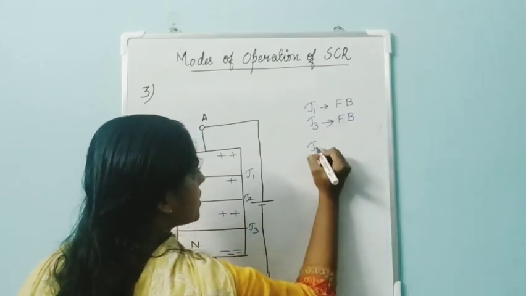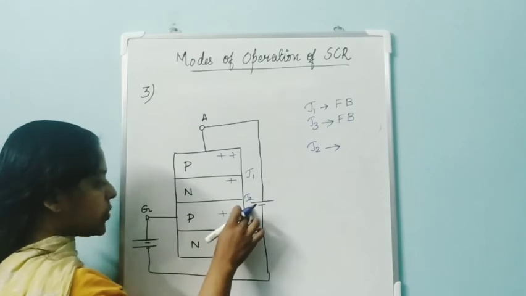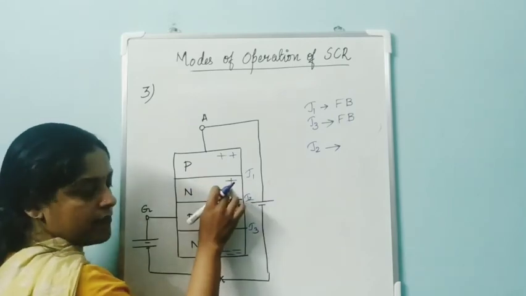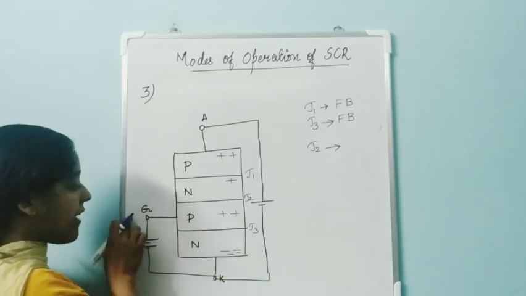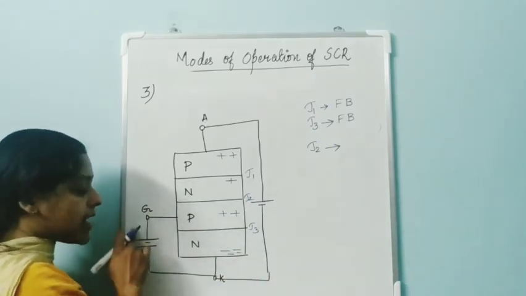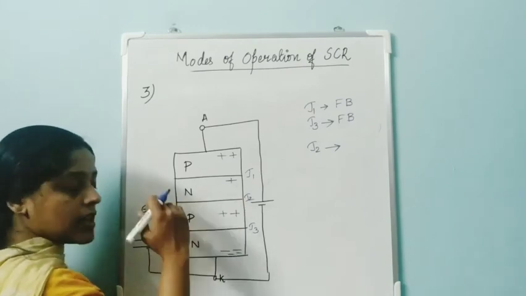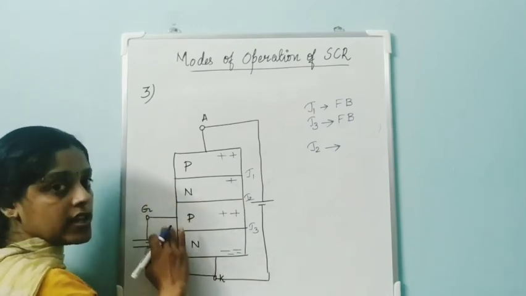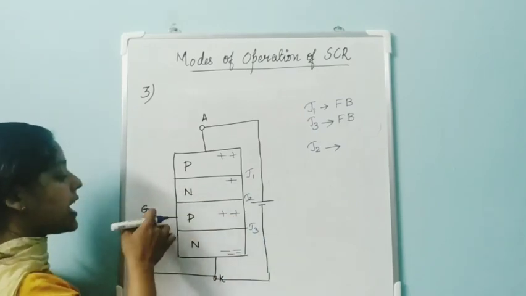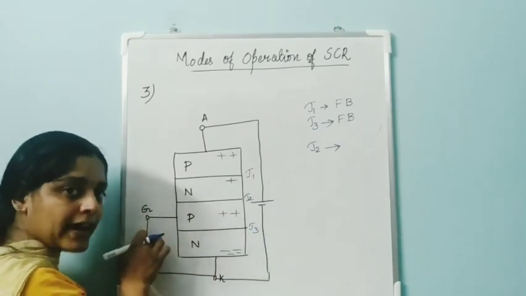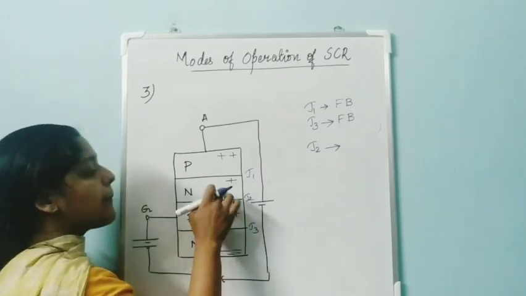And our crucial junction J2. What about this junction J2? Junction J2 here, and this is more positive. Why? I have connected a gate which is connected to the positive terminal. In the previous case there was no gate, so there was no positive charge. But in this case, I have given the positive terminal of the battery here. So, I can say that the P is more positive compared to N.